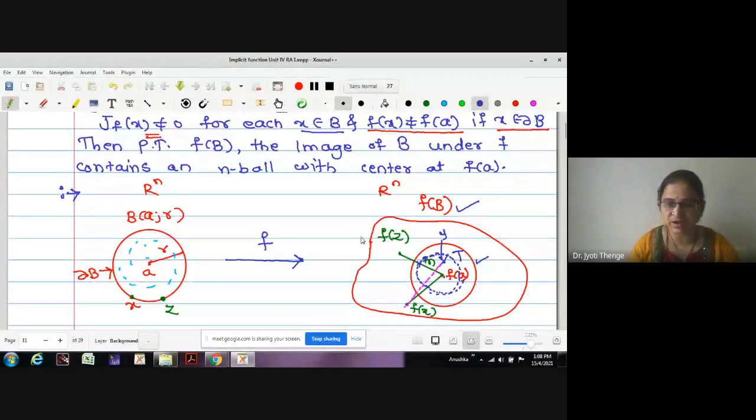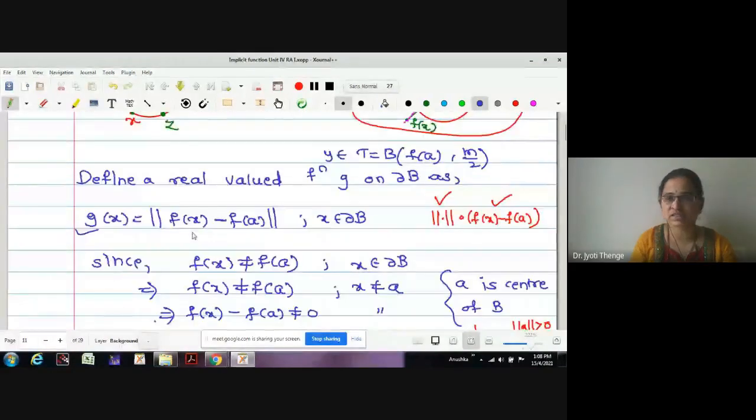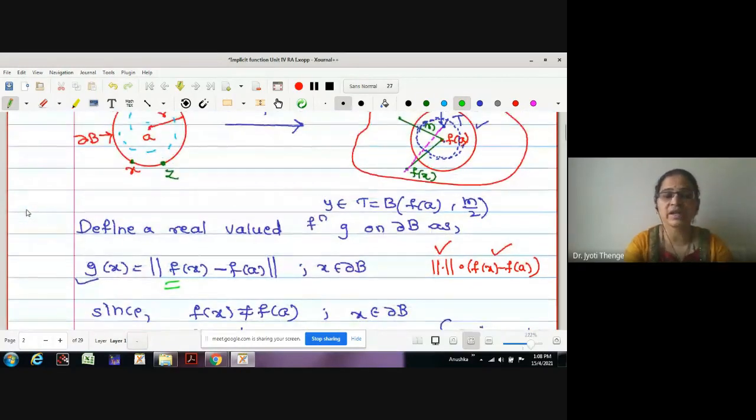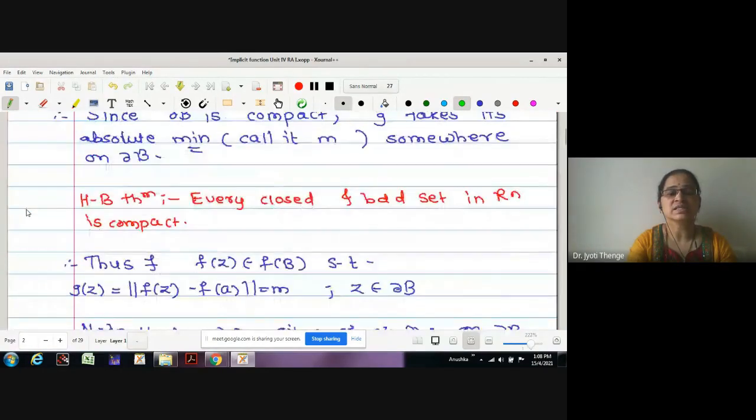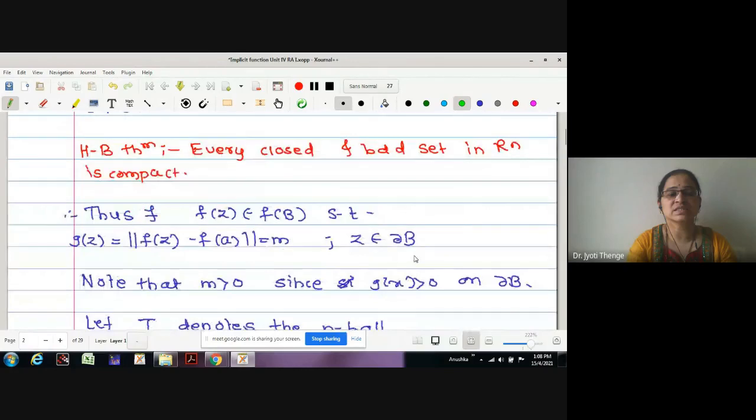For this, first we have defined a function g, a real valued function defined on n-dimensional space, which is actually the distance between f of x and f of a. Then we have proved that this g is a continuous function defined on a compact set. Hence, it is bounded. It is bounded means it has to assume its minima. Therefore, g assumes its minima. We have assumed this as some m. Therefore, there exists a point z on the boundary for which the minima exists.